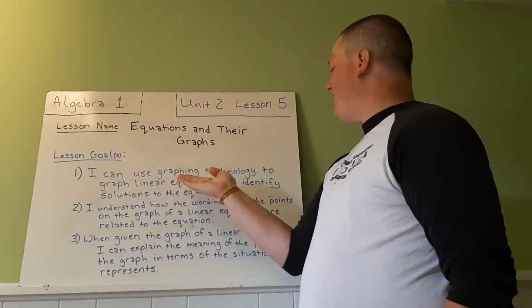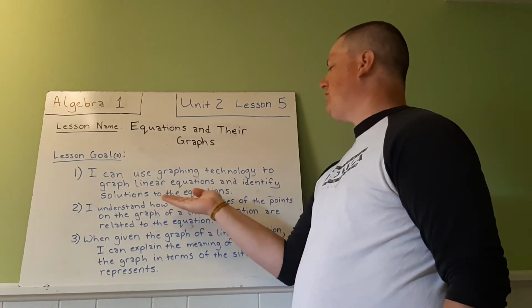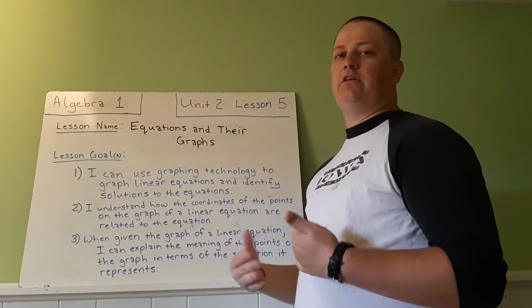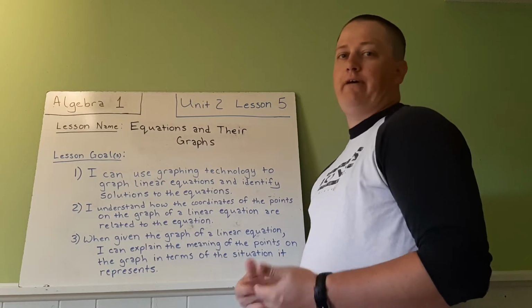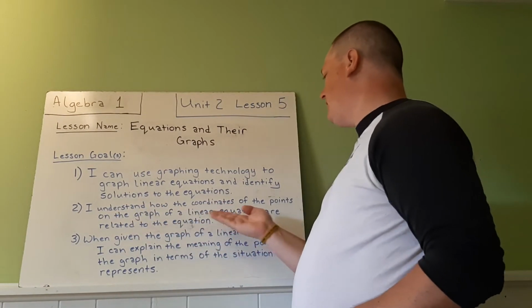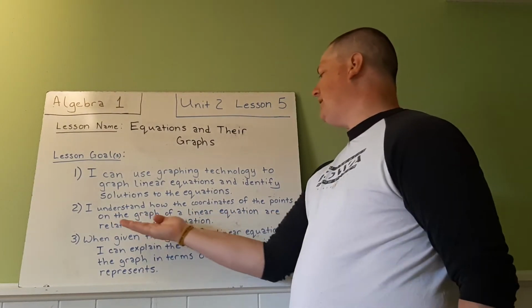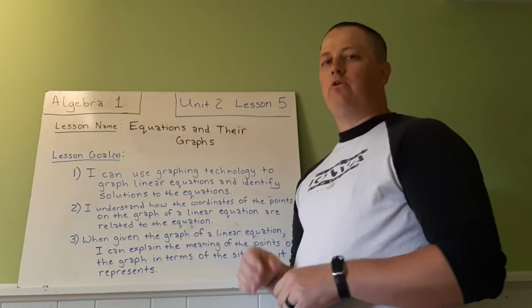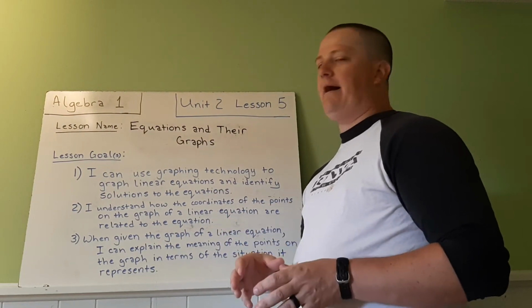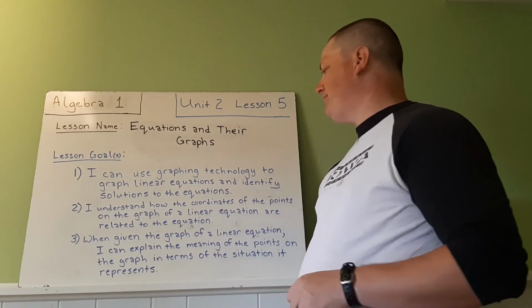I can use graphing technology to graph linear equations and identify solutions to the equations. So we're going to look at how to use graphing technology such as Desmos to find solutions. I understand how the coordinates of points on the graph of a linear equation are related to the equation. So all the individual points on the graph, how are they part of the equation?